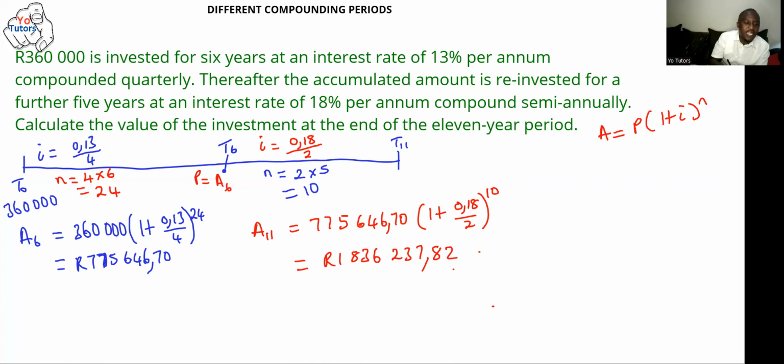That's our final answer. So I hope you understand how it's done, how you calculate when the interest is changing. And remember also, check with the interest what the compounding period is. It matters most because it affects your n. So the compounding period affects your n, and it also affects your i. It's something you need to remember, you mustn't forget.